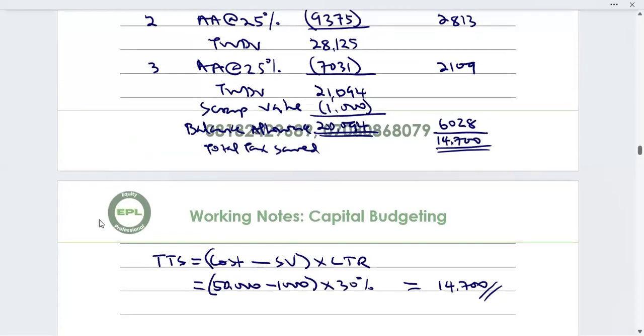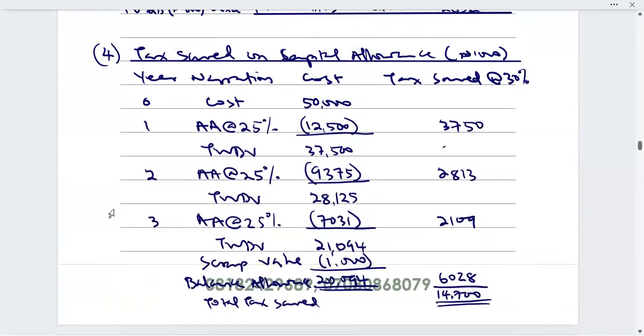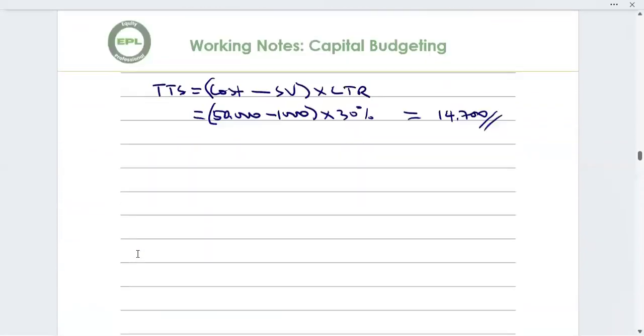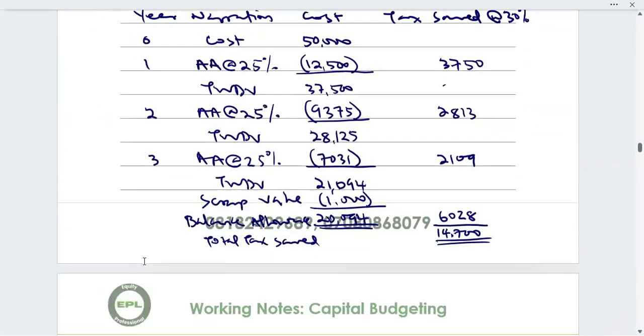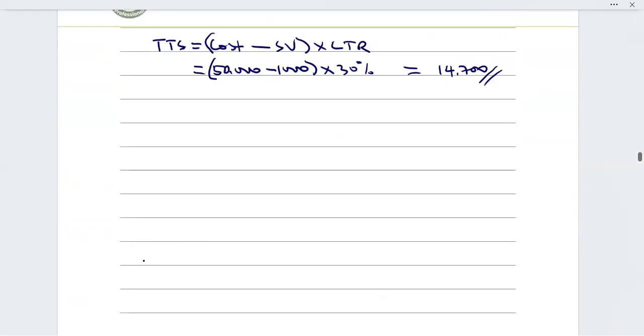Okay, so now that I've calculated capital allowance as well as the tax saved, I can decide whether I want to use capital allowance to reduce my tax liability or I want to use tax saved on the capital allowance to reduce my tax liability. Whichever one I use, I will get the same answer. So let's say I want to use capital allowance to reduce my tax liability. Therefore, I need to calculate tax liability. This is working number 4, then we are moving to working number 5.